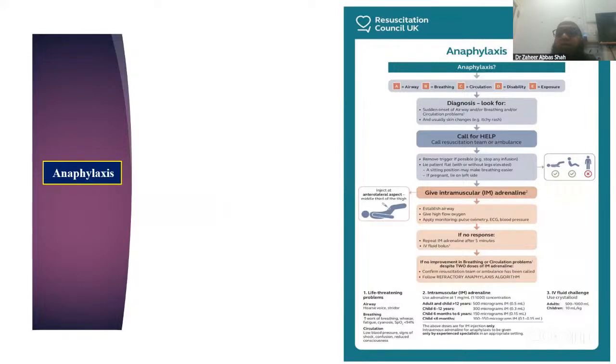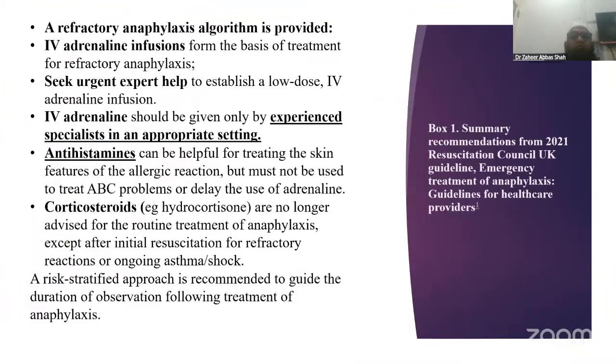These are very beautiful guidelines by the UK Resuscitation Council. Remove the trigger factor, ask the patient to lie down or in Trendelenburg position, elevate the legs, and establish the airway, give high flow oxygen, apply monitoring with pulse oximetry and ECG, and repeat adrenaline IM. The dosage given is for intramuscular. But if the patient is not responding to two doses of IM, then follow the refractory anaphylaxis algorithm, which is there two slides after that. So a refractory anaphylaxis algorithm is provided.